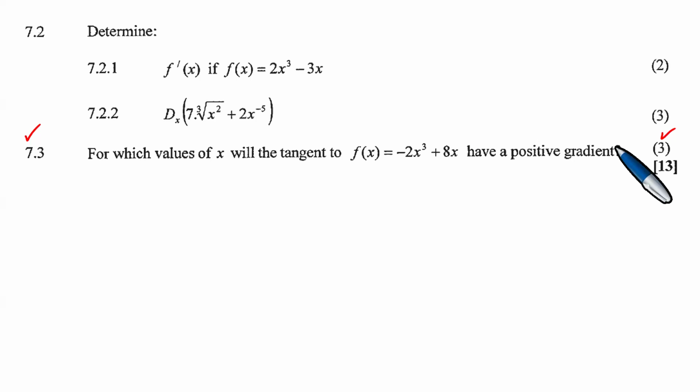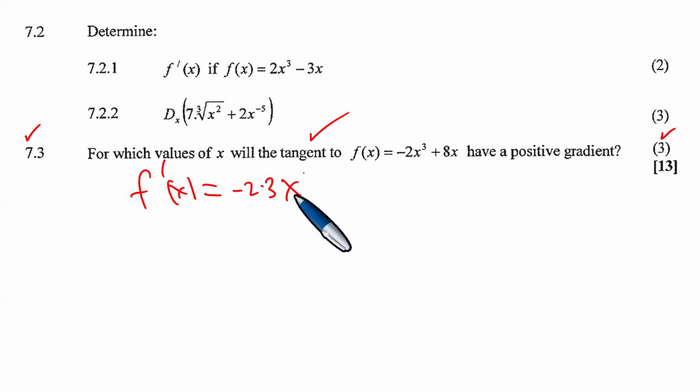How do I find 7.3? It's saying for which values of x will the tangent to that graph have a positive gradient? So we want to find a tangent. A tangent would mean we need to find the slope of the tangent, and therefore we find the derivative, well done. Then you equate the f prime x to 0.